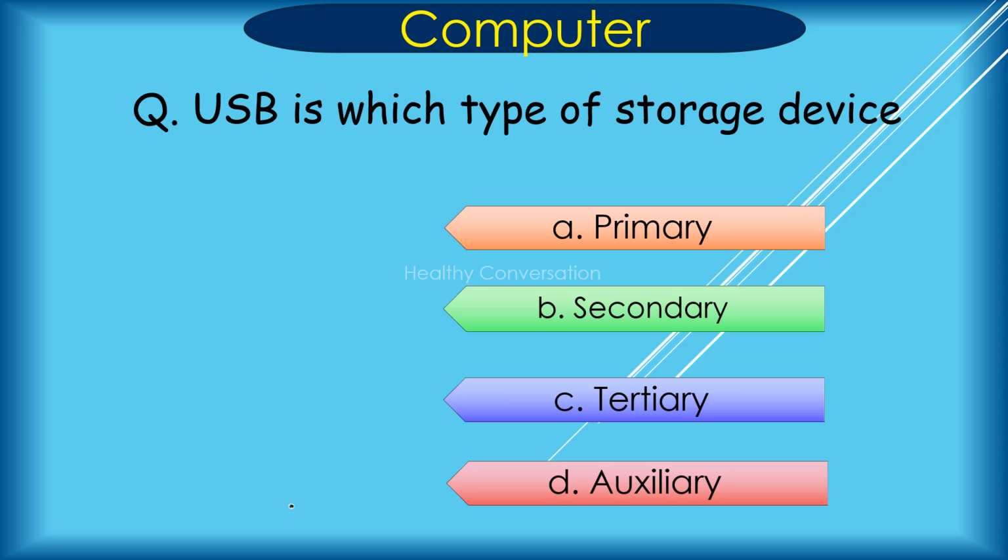Question: USB is which type of storage device? A. primary, B. secondary, C. tertiary, D. auxiliary. Correct answer is B. secondary.